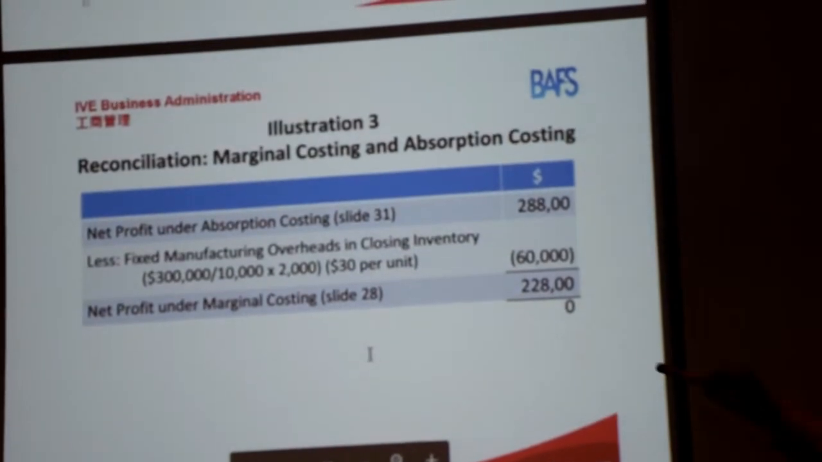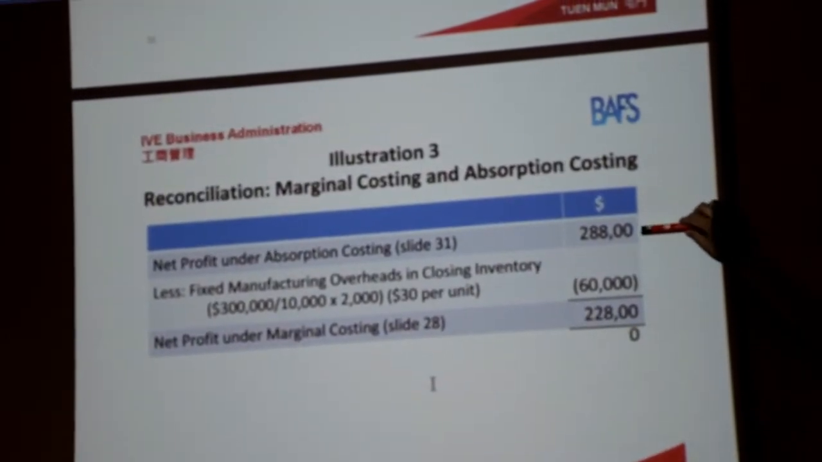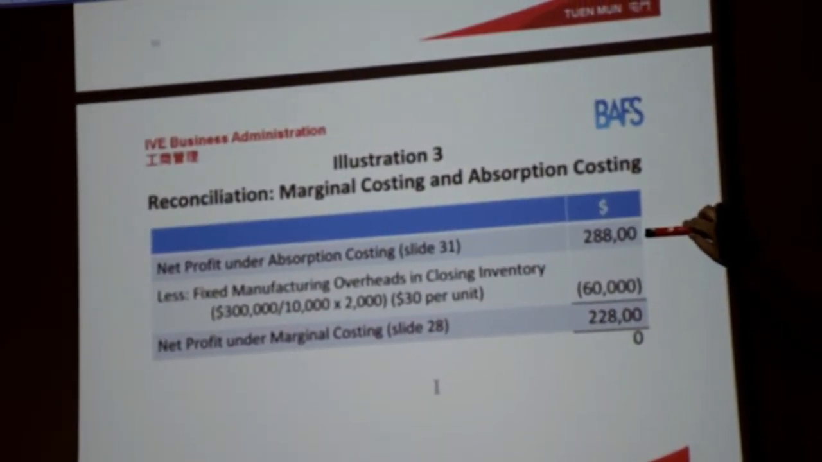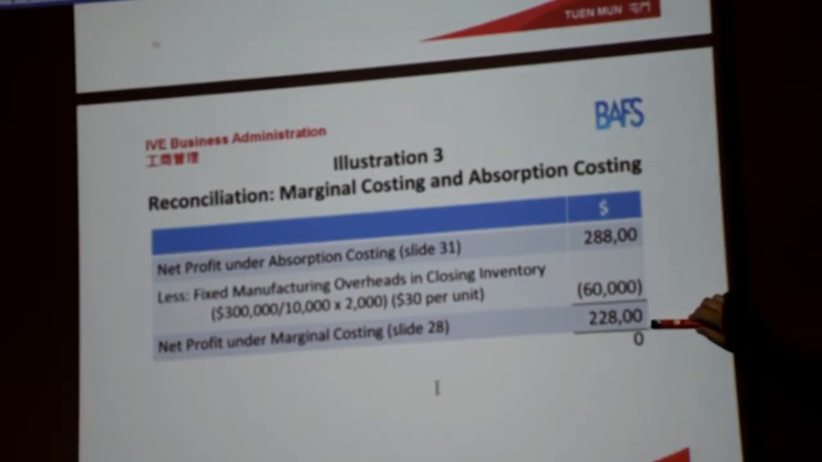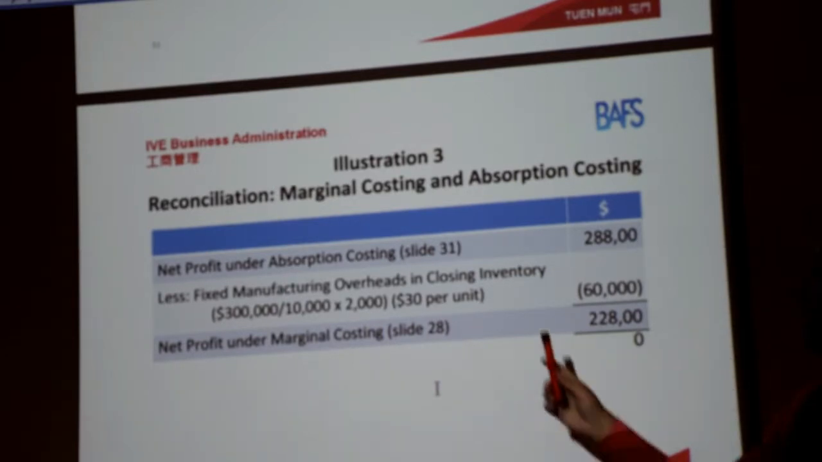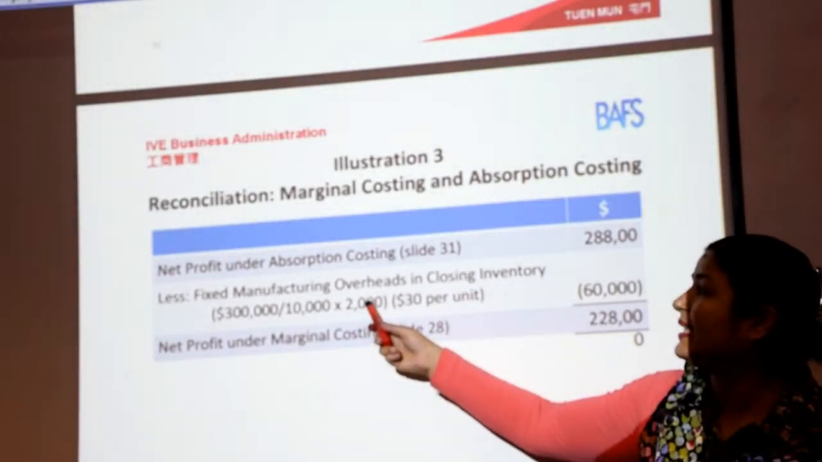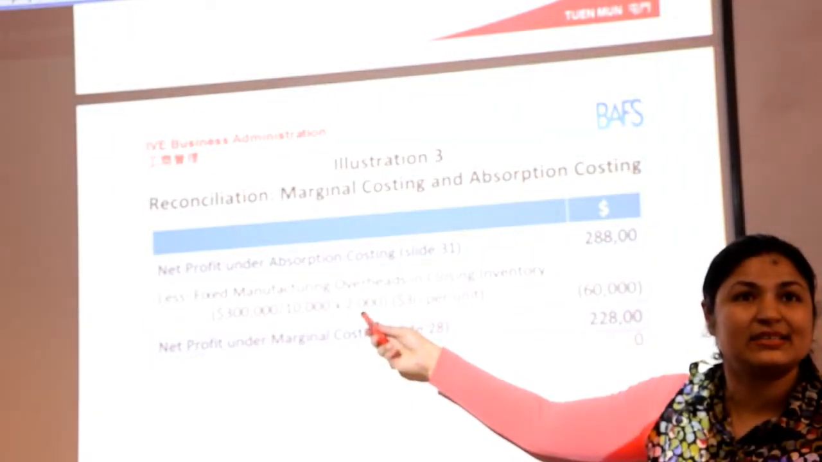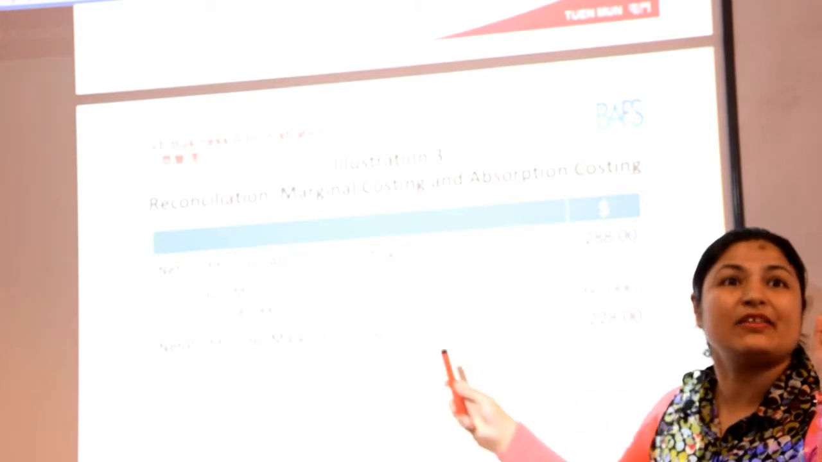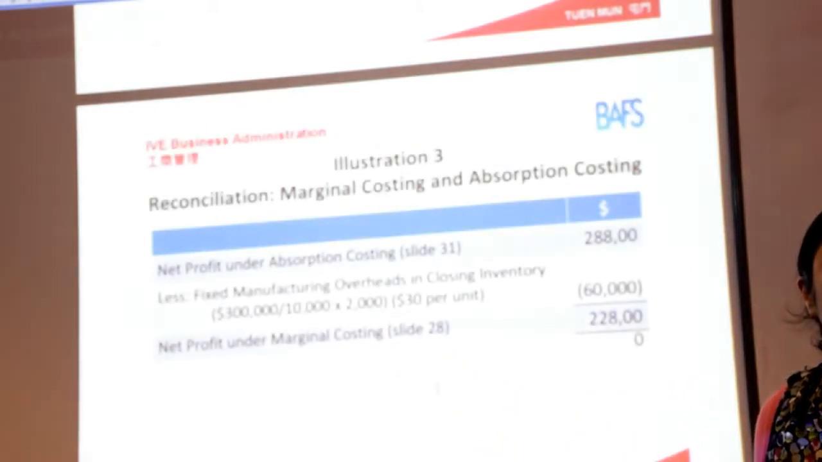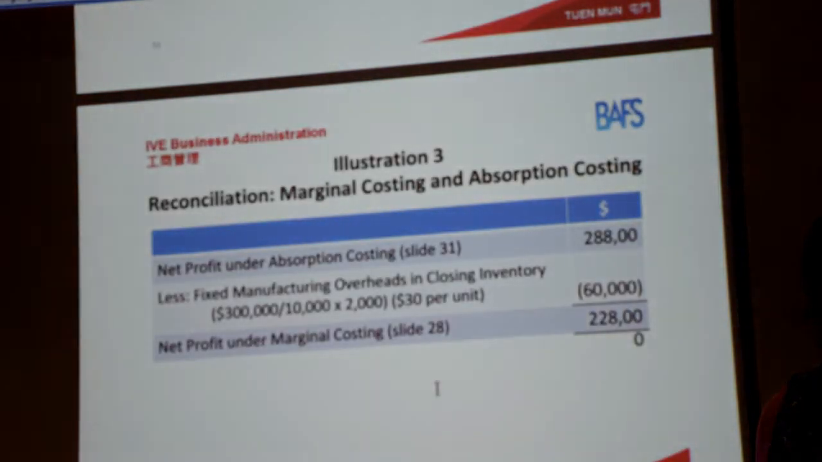So what we have done here is we said the profit under absorption costing is higher than the profit under marginal costing. And we clearly can see that the difference is coming from the 2,000 units we didn't sell. And the only figure that affects that 2,000 is the fixed manufacturing overhead portion of the 2,000 units.